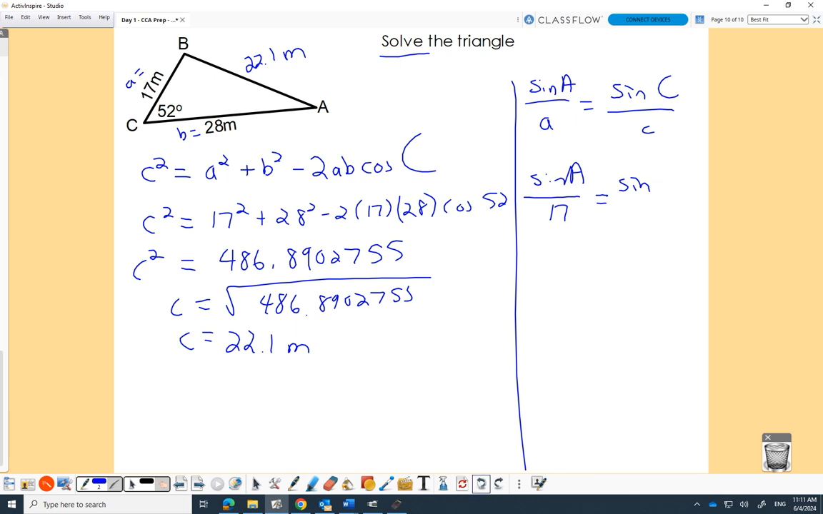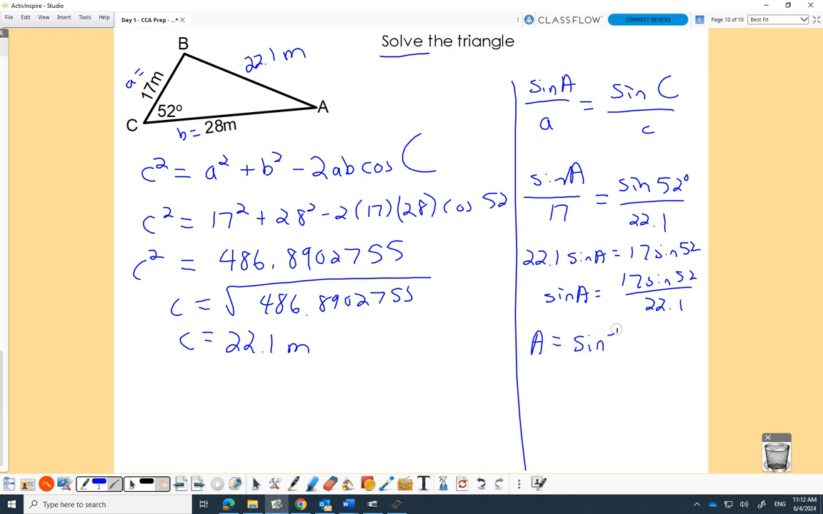52 over 22.1. And this time I'll show the cross multiply again, just in case that's where you're at with this. Cross multiplying: 22.1 sine A equals 17 sine 52. So sine A equals 17 sine 52 over 22.1. And I'll show it another way here. You could type that all in and get a decimal that won't make any sense, or you could keep rearranging and finish this off and sine inverse this whole disaster.